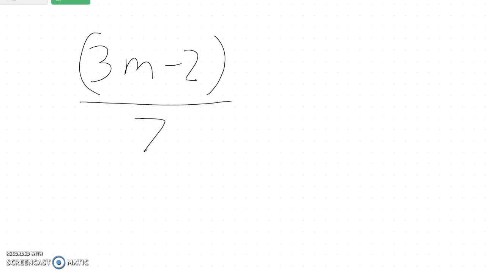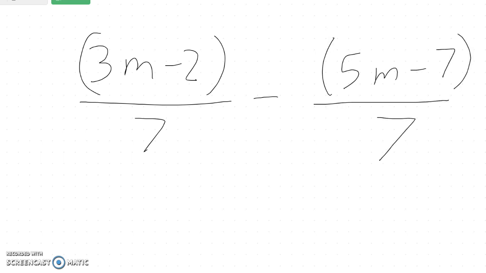Let's say we have something like this. 3m minus 2 in parentheses over 7 minus 5m minus 7 over 7.